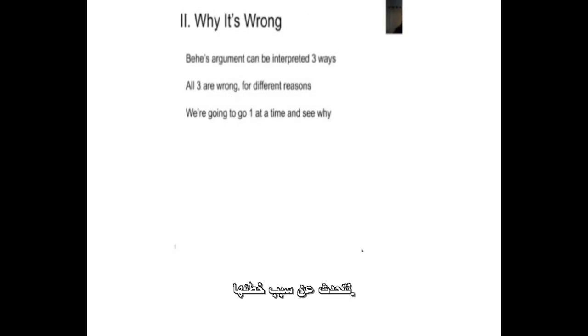So let's talk about why it's wrong. You can interpret Behe's argument in three main ways. There's actually a fourth minor way. I'll get to that all the way at the end. But there's three main interpretations of the anti-evolution argument that Behe is making. All three interpretations are wrong for different reasons. We're going to go one at a time and see why.